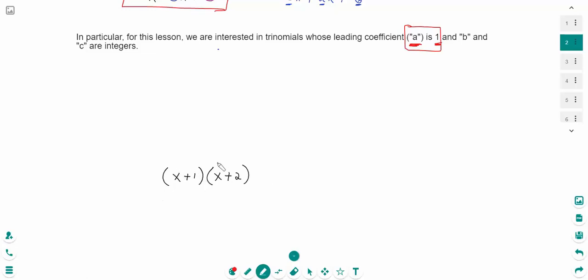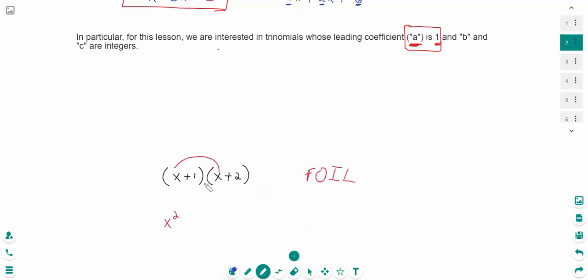recall that when we multiply these binomials, we use the FOIL method. Very, very important. It should be second nature to you by this point. You should be able to do this problem in your sleep. How do we do it? Well, by using FOIL. It tells us we take the first terms and multiply them by each other. That gives us x squared.